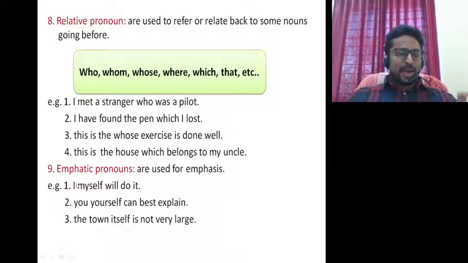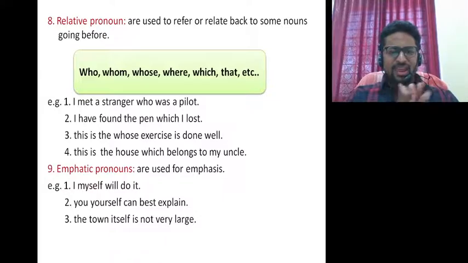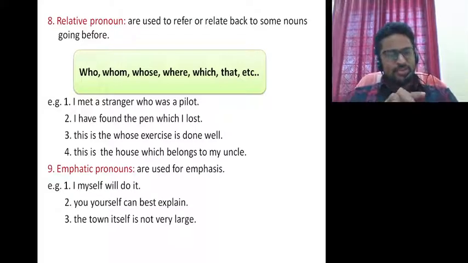A few minutes back we discussed what is emphatic and what is reflexive. We know the difference between the reflexive pronoun and the emphatic pronoun. In the emphatic pronoun we use these pronouns to emphasize. In the reflexive pronoun, whatever action is performed by the person or thing, that action is reflected back onto the subject. In the emphatic pronoun we use it to emphasize.